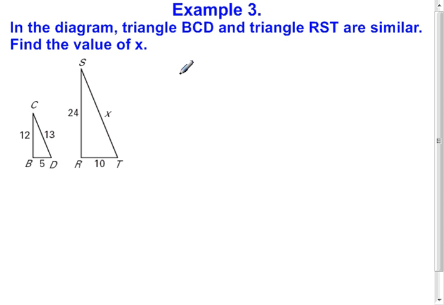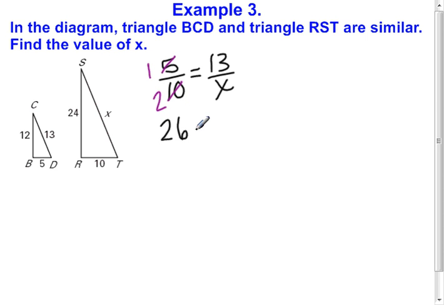Example 3, these triangles are similar, so find the value of x. Alright, so we could do 5 over 10, since their corresponding sides, equals 13 over x. You don't have to do this, but I'm going to save a little bit of thought, alright? That's the same as 1/2. So now I could cross multiply. 2 times 13 is 26. 1 times x is x. So the value of x here would be 26. This will be something that we'll see a lot where we could set up proportions using the similar triangles.